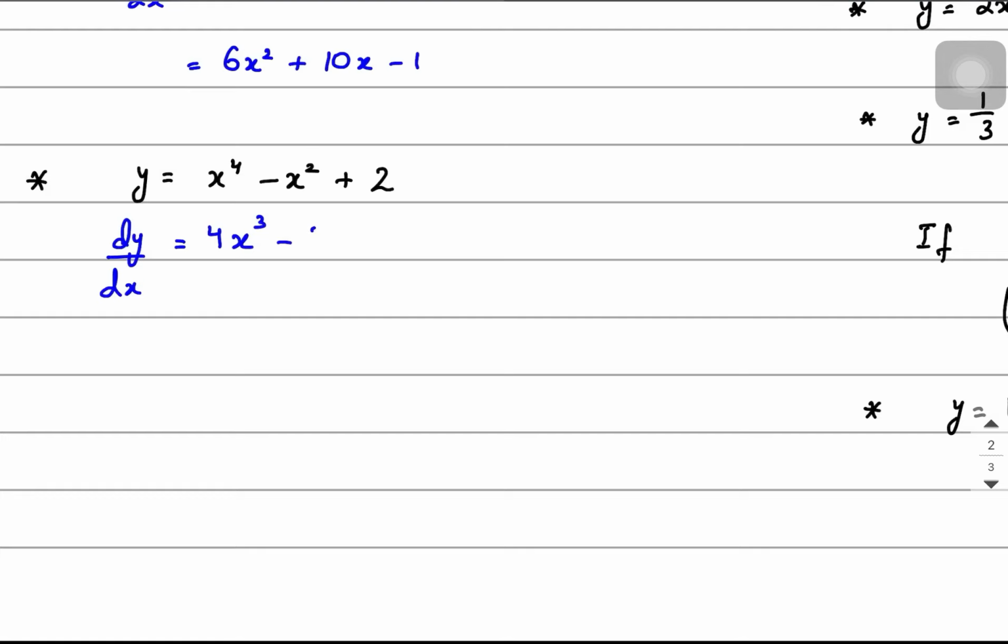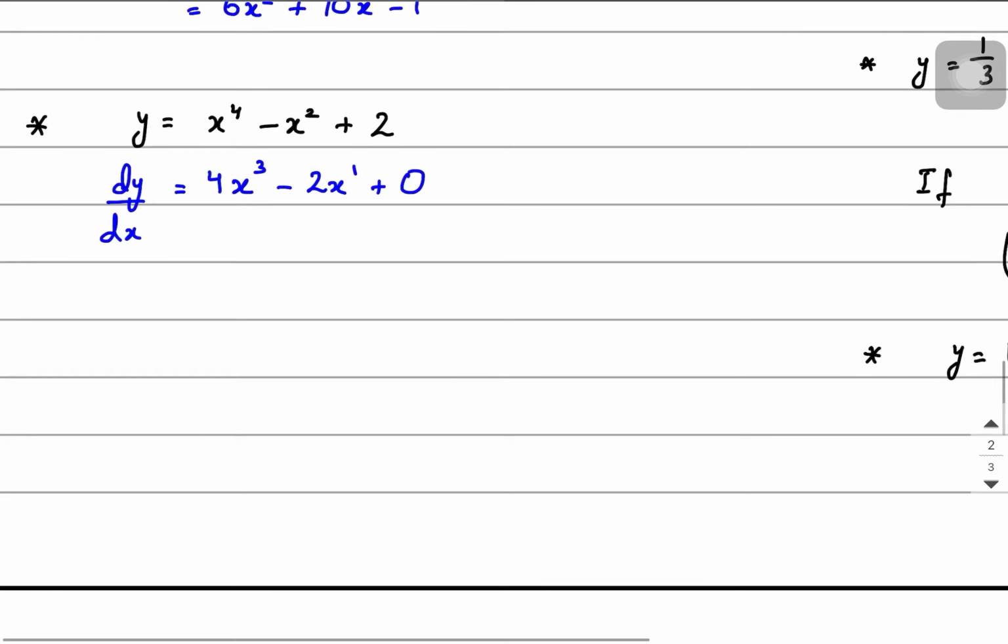Again, power comes down, 2 comes down, 1 subtract from the power, so 2 minus 1 is 1. And the derivative of 2, that is constant, it is going to be 0. Okay, 4x cube minus 2x is my final answer.